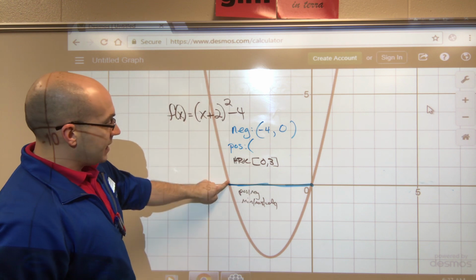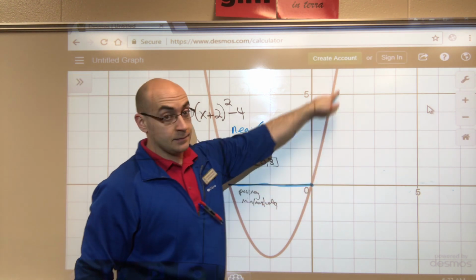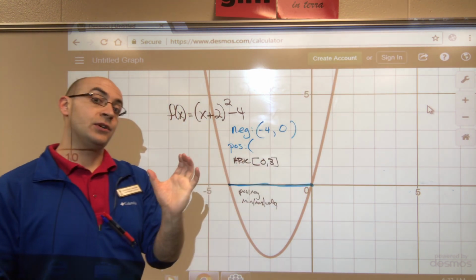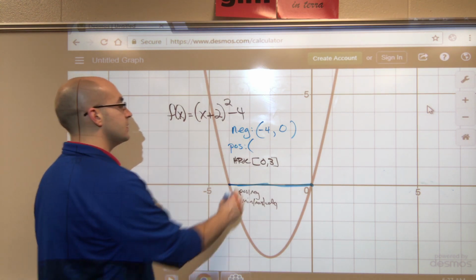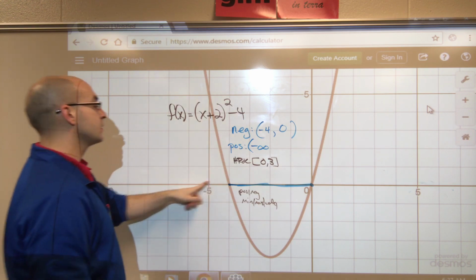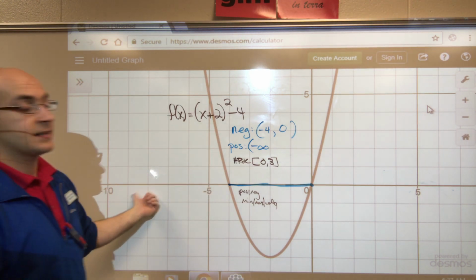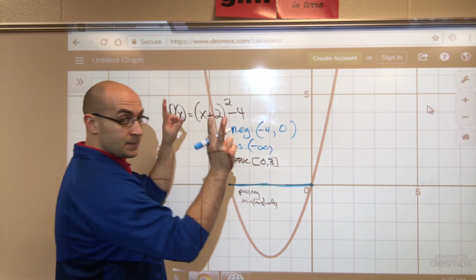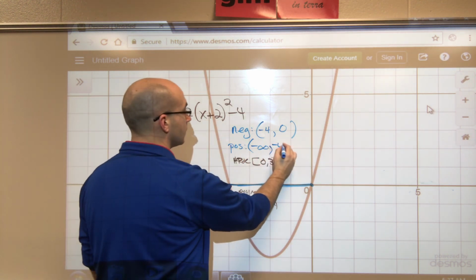Here is where it's above the x-axis, and here. Okay, so we have to represent that with a union, meaning "and." So it begins being positive at negative infinity, because all the way to negative infinity on the x-axis is going to be there. It stops being positive at negative 4.